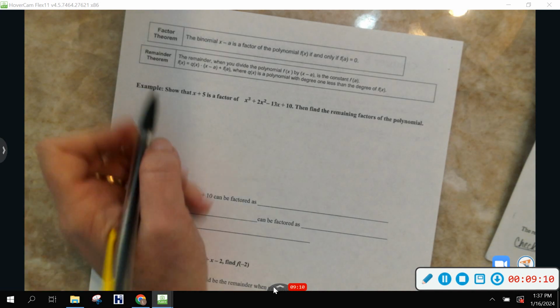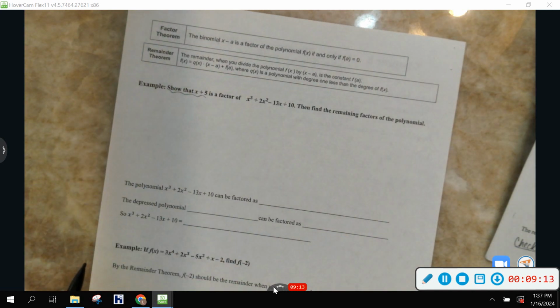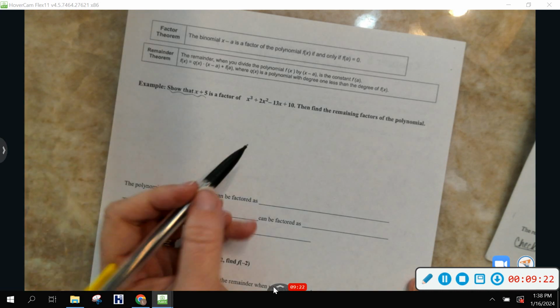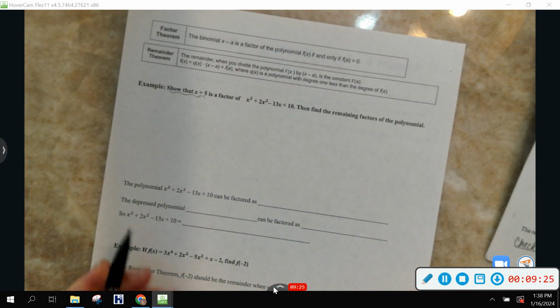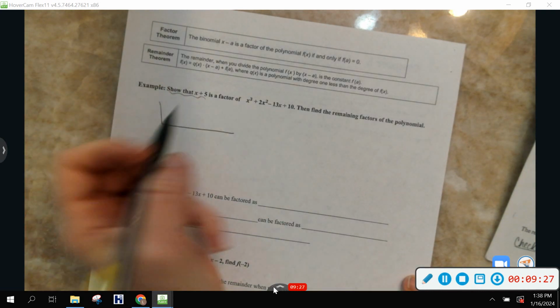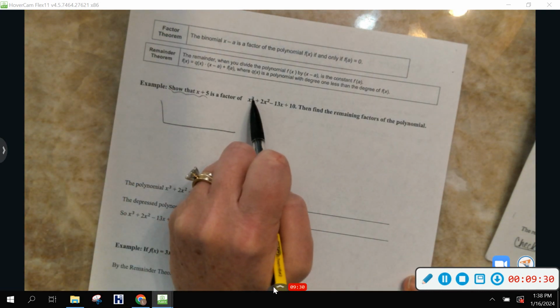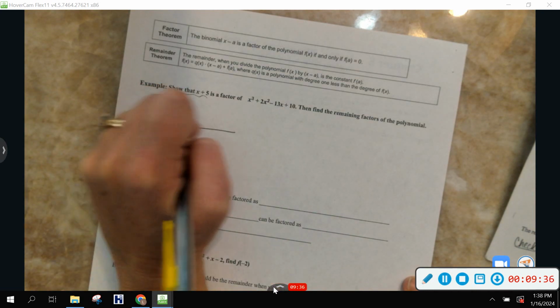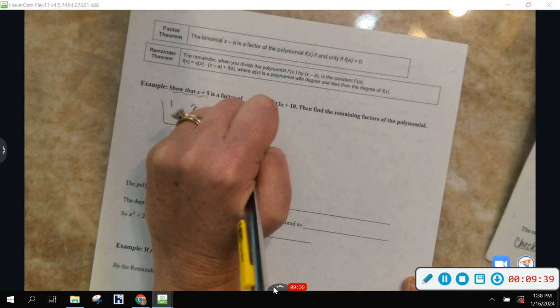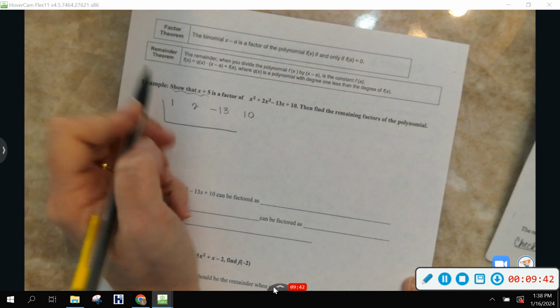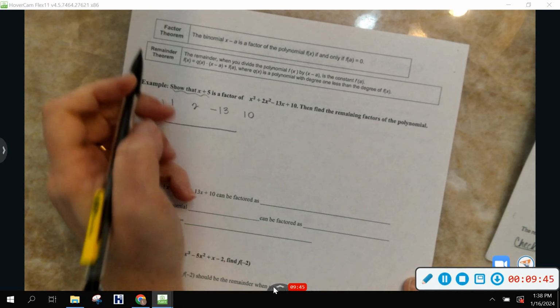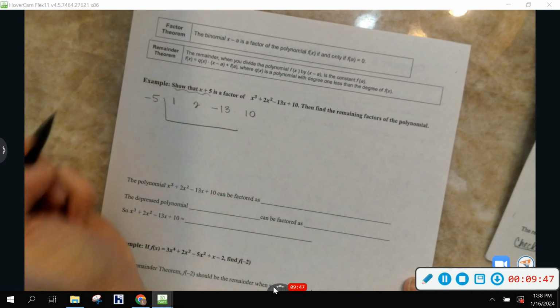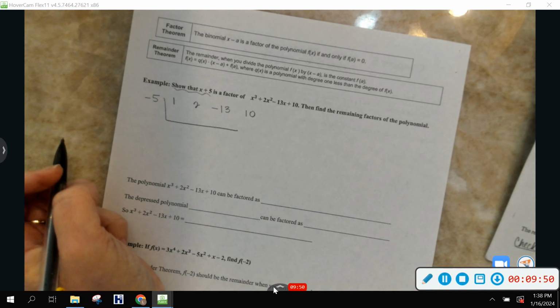So let's test it and see. I want to do a little proof that x plus 5 is a factor of x cubed plus 2x squared minus 13x plus 10. Then I want to see if I can use that to find all the factors of this cubic polynomial. So let's start. I look for my highest degree. I have 3, 2, 1, and a constant, so no zeros are needed this time. My coefficients are 1, 2, negative 13, and 10. If I want to show that x plus 5 is a factor, I'm going to go the opposite, so I'm going to put a negative 5 on the outside of my process.